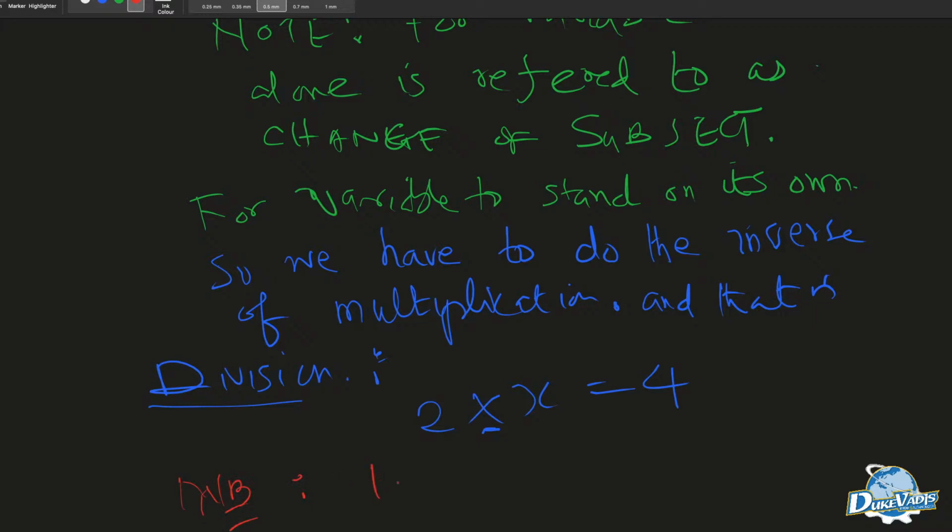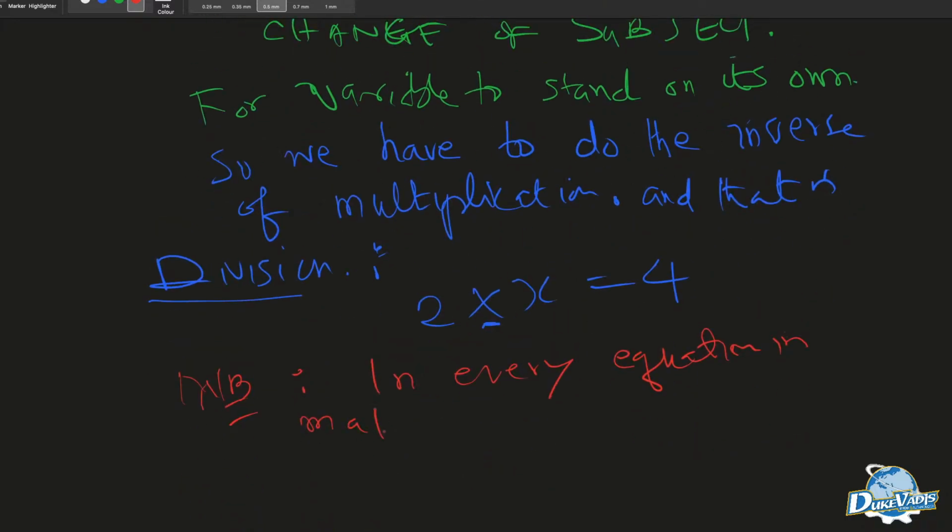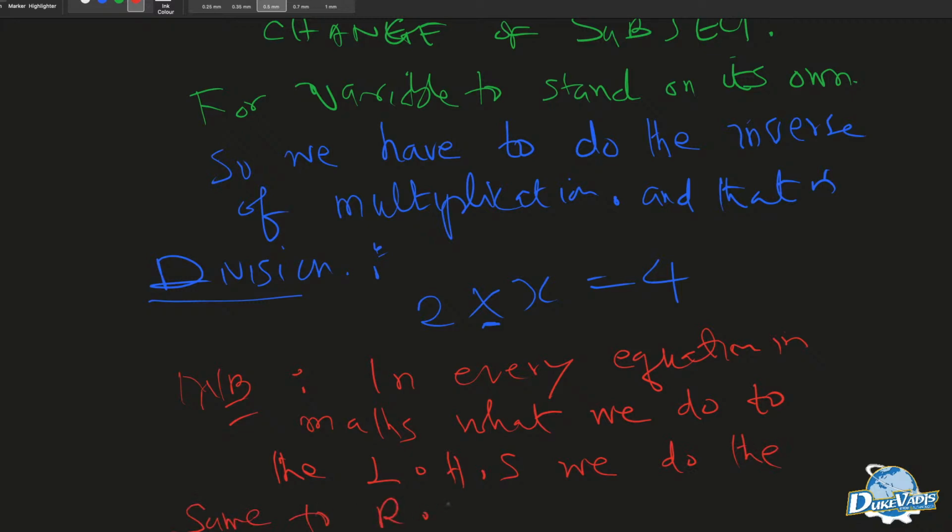Note, in every equation in math, what we do to the left hand side, we do the same to the right hand side. So this is very important to every equation and every change of subject we are going to do.